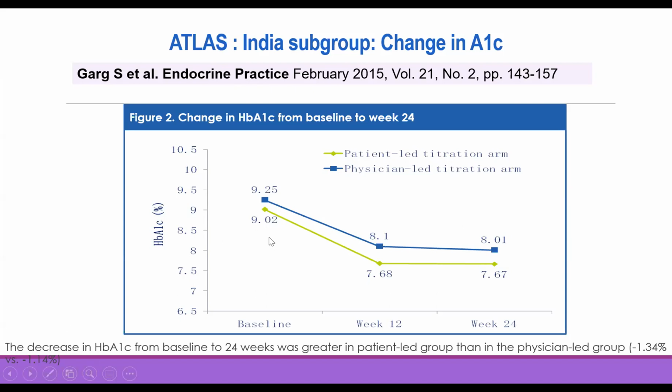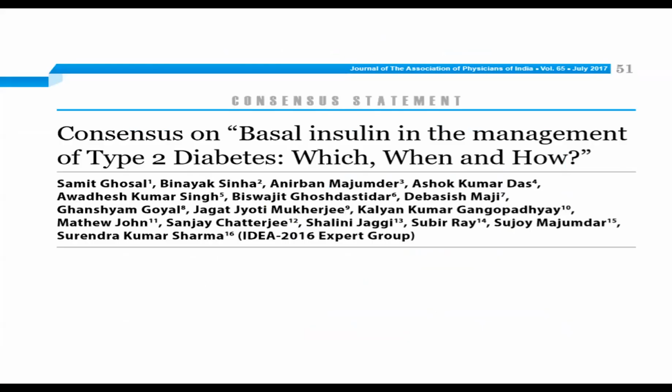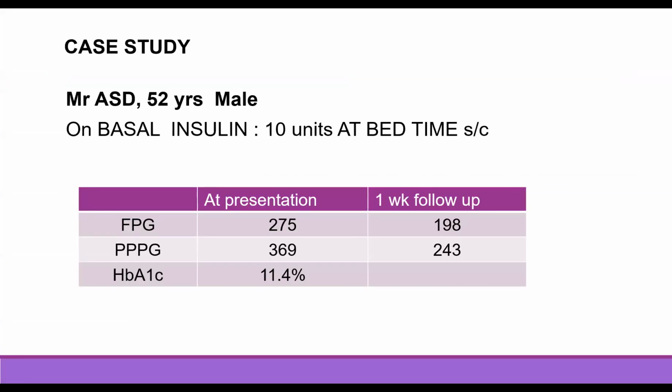You can find that this is the physician-led titration, which leads to an A1c of 8.01. But in the patient-led titration arm, the A1c has gone down to 7.6. So if you empower your patient, you will get a better outcome as far as glycemic control is concerned. Now, we have very recently published this important consensus on basal insulin in the management of diabetes, with three important questions: which one, when, and how. You can look into JAPI where it has been published.